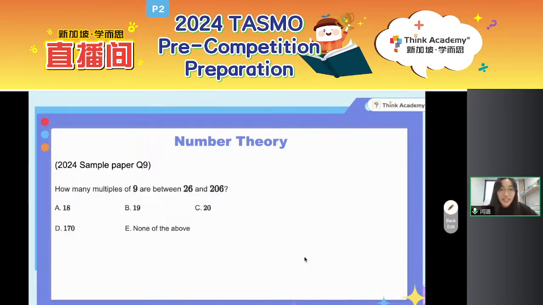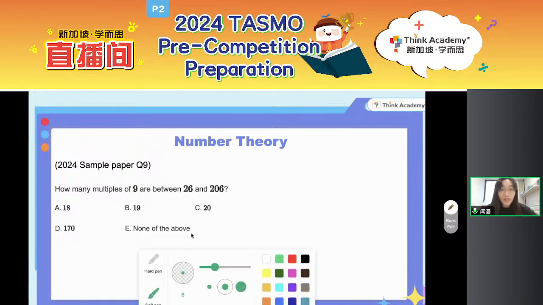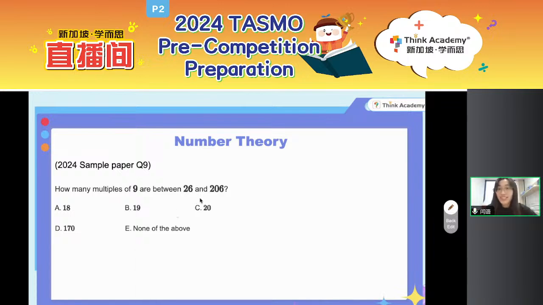Now, following this, okay, another question about number theory. Okay, this one is a bit hard. Let's try to do it again. How many multiples of 9 are between 26 and 206? What is your answer here? Think about it. How can we figure out the number of multiples of 9 in a certain range? A bit hard, right?